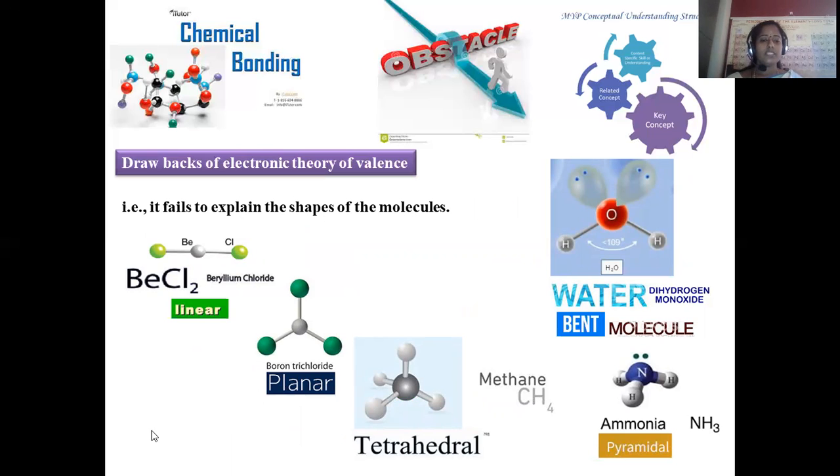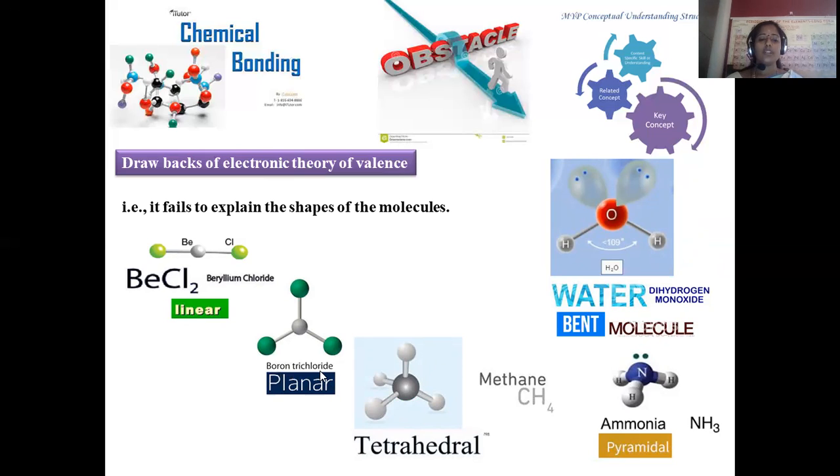So here, move on to beryllium dichloride. In beryllium dichloride, the central beryllium is surrounded by two chlorines, and it is linear in shape. And it always tends to polymerize because of the deficiency of electrons. So beryllium dichloride is polymeric in nature, and it is a linear molecule. This is not explained by this theory. Why is it linear? There is no answer with the electronic theory of valency.